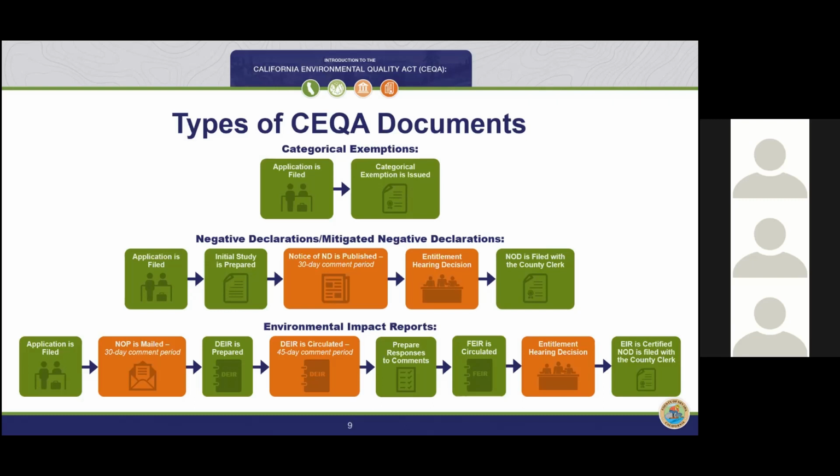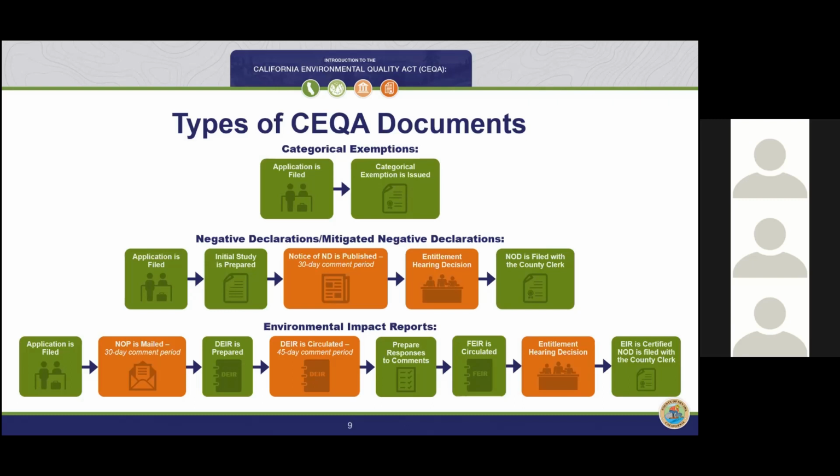You'll notice that the squares that have an orange highlight, those are the squares in which the public is invited to participate in the process. So in the case of the mitigated negative declaration, when that document is ready for public review, it goes out for a 30-day public comment period, and the public is invited to provide comments on the document, whether they agree or disagree, and then those comments are included as part of the administrative record and forwarded to the decision-making body for their consideration and their decision.